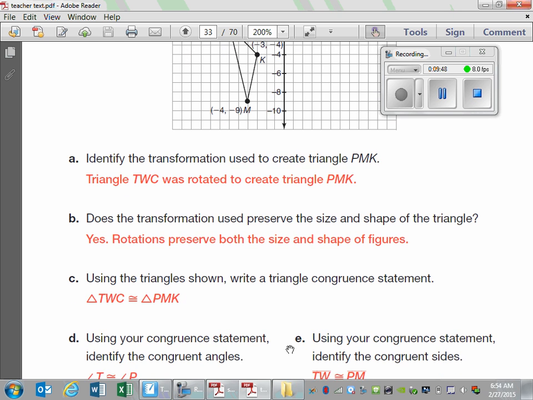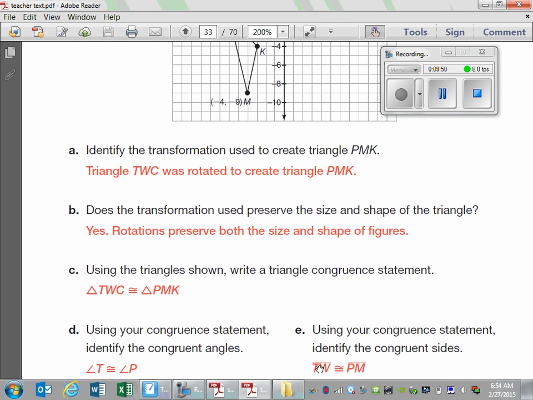Now, using that congruence statement, I want you to find all the angles and all the segments, congruent sides. So there's 3. So here's the first 2. Pause, press play when you're ready, find the other two.